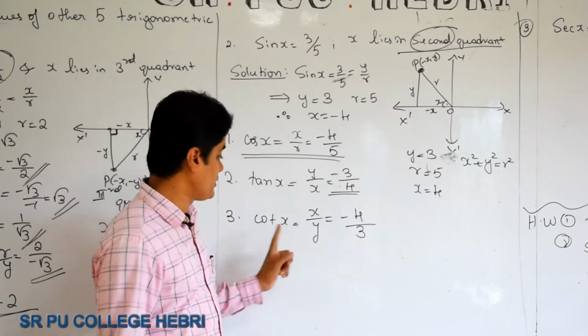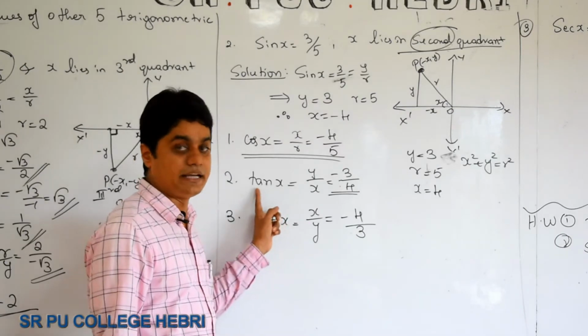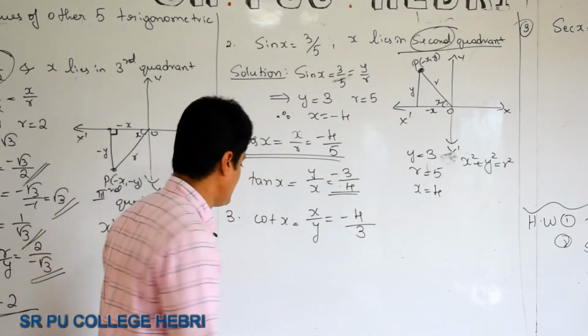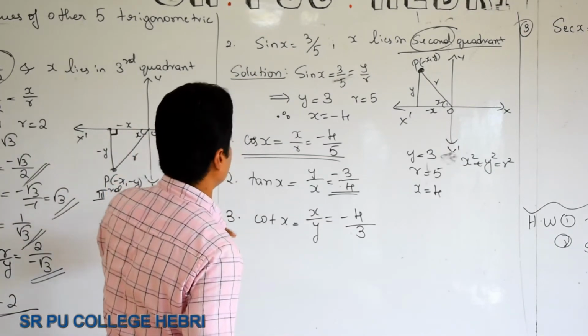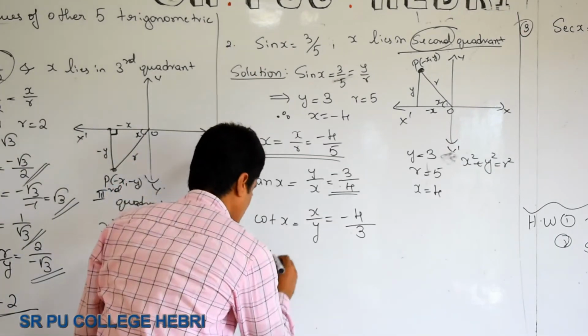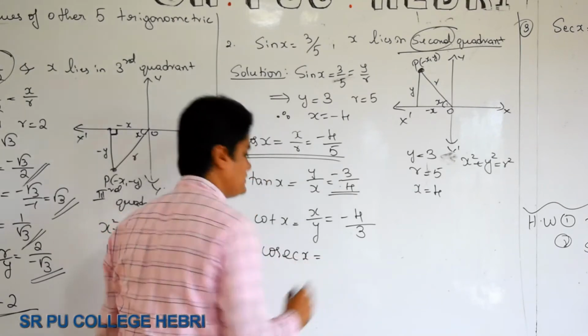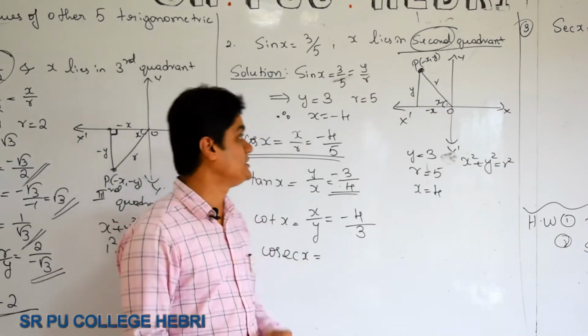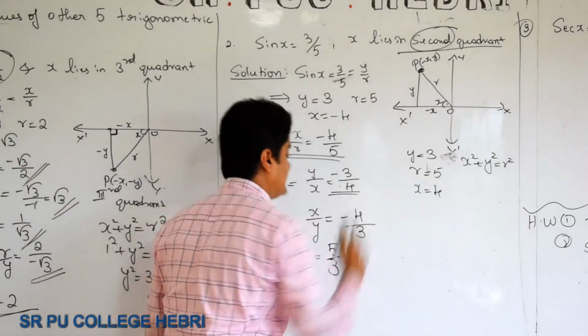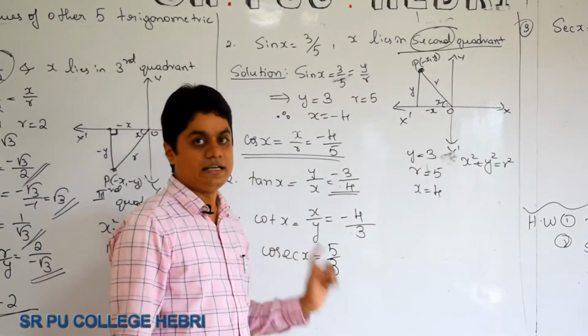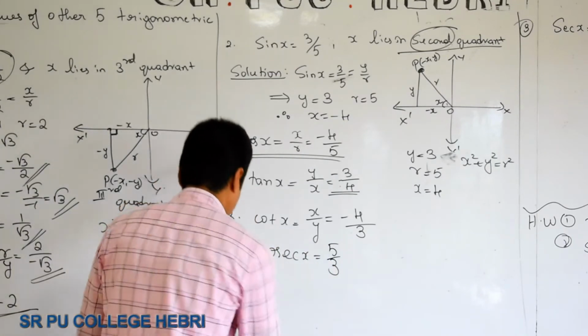In the second quadrant, cot will be negative, tan will be negative. So it is minus 4 by 3. The next one: cos is over, tan is over, cot is over, sin is already given. So you have to find out next cosecant x. Cosecant x will be the reciprocal of sin x. So directly you can find out, no need to use this diagram. So 5 by 3. It's a reciprocal of sin x.